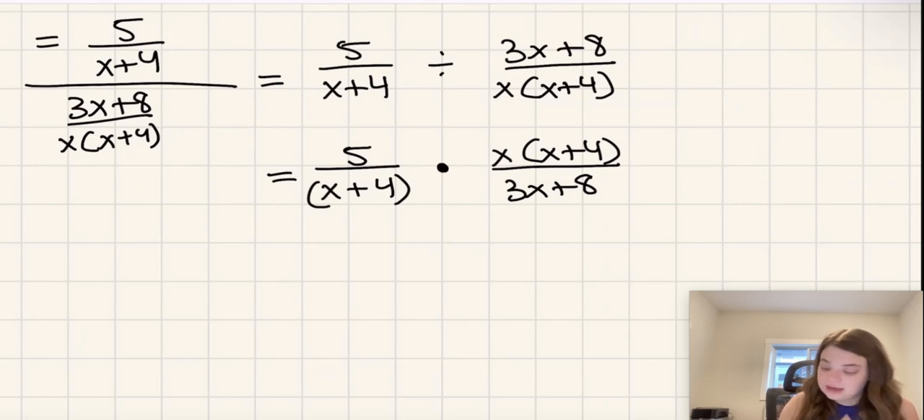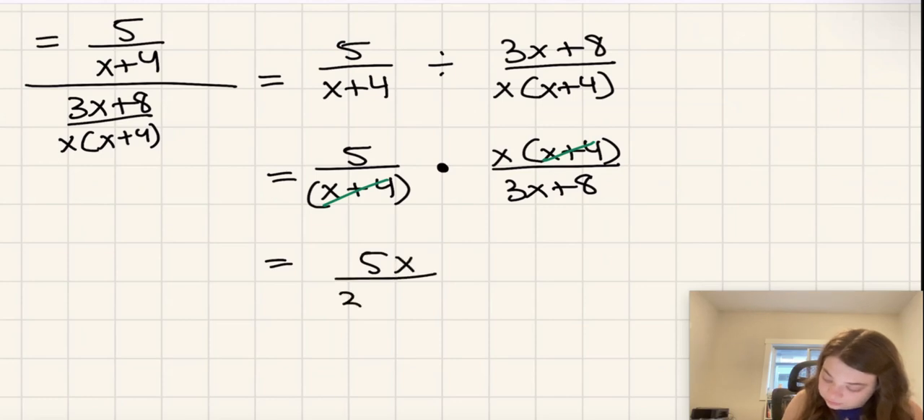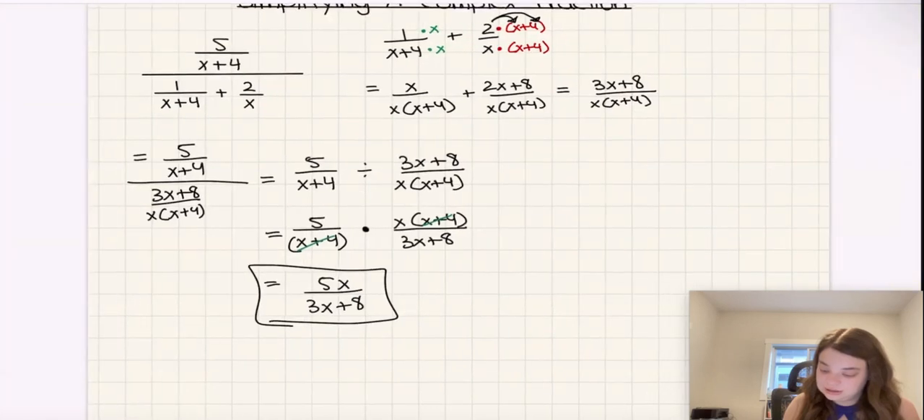Okay, now I'm going to cancel out the x plus 4 in the numerator and denominator and multiply through. So we're going to get 5x over 3x plus 8, and this is our final answer.